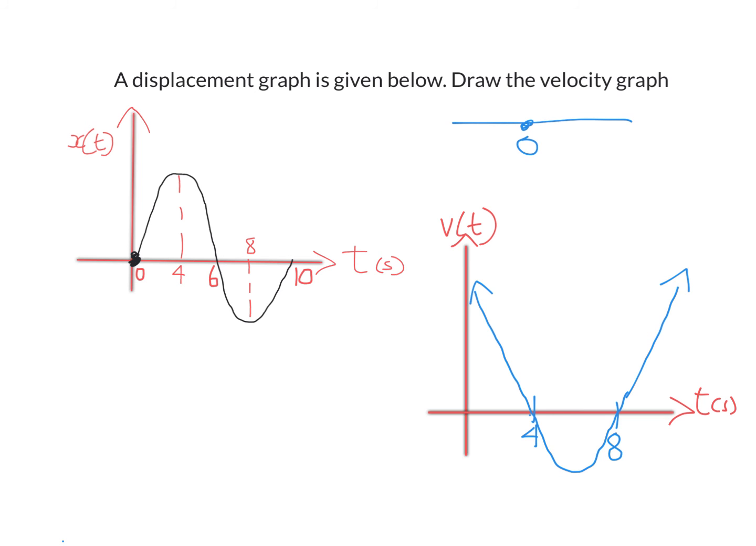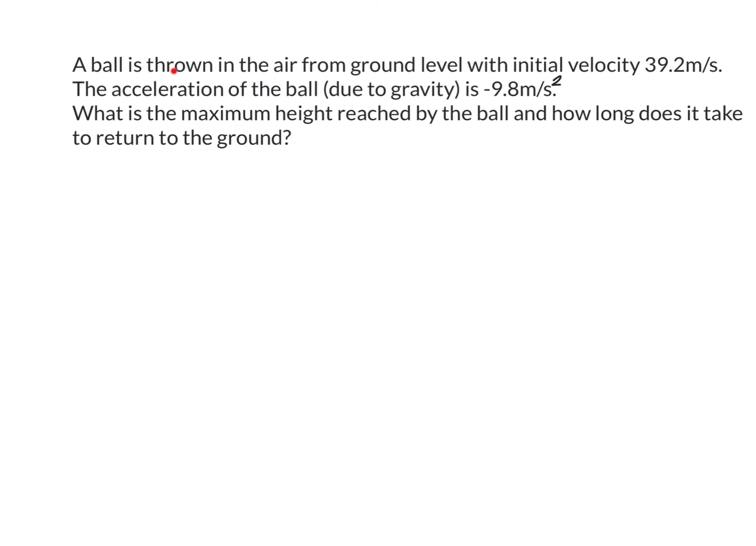All right, let's look at now a harder question involving integration and straight line motion. So let's try this question. A ball is thrown from ground level, initial velocity 39.2, acceleration negative 9.8. So negative acceleration means that the velocity is decreasing, the ball is slowing down, and that's due to gravity. So we're going to calculate the maximum height reached by the ball and how long it takes to return to the ground. So both of those require me to know the equation for displacement.